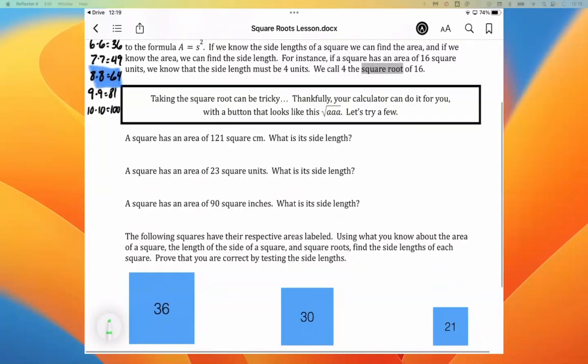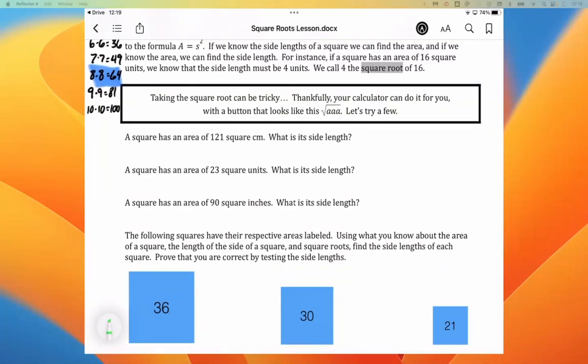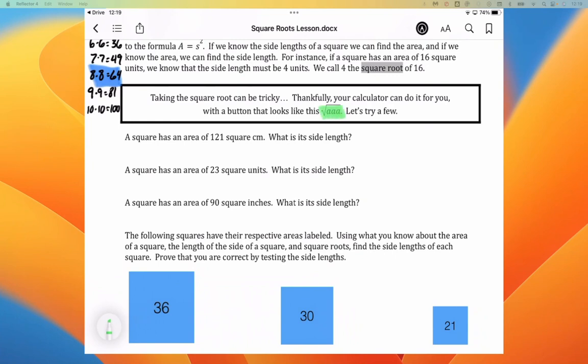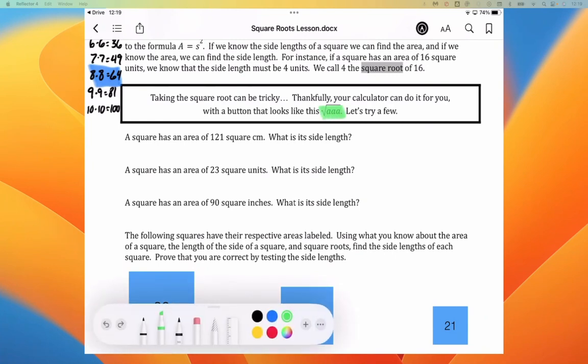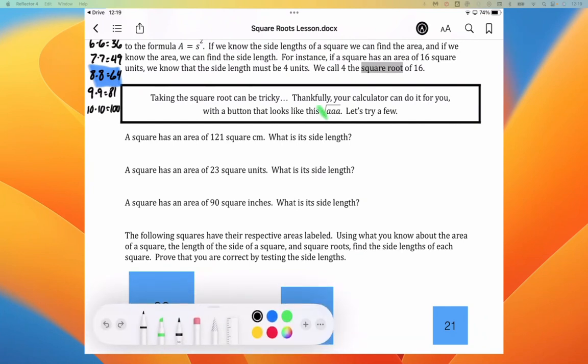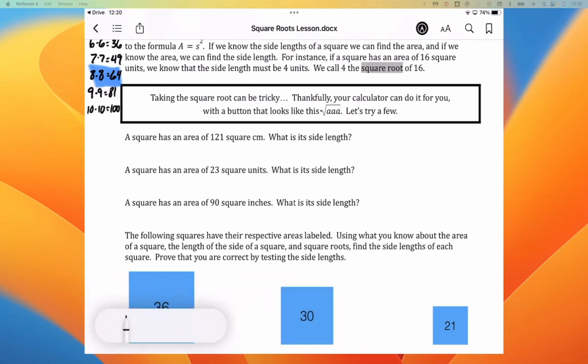So the square root symbol on a button, or the square root button on a calculator, looks like that kind of fancy crooked leg looking thing there. This one right here. And then we would put the number inside of it, and that would produce an answer for us.